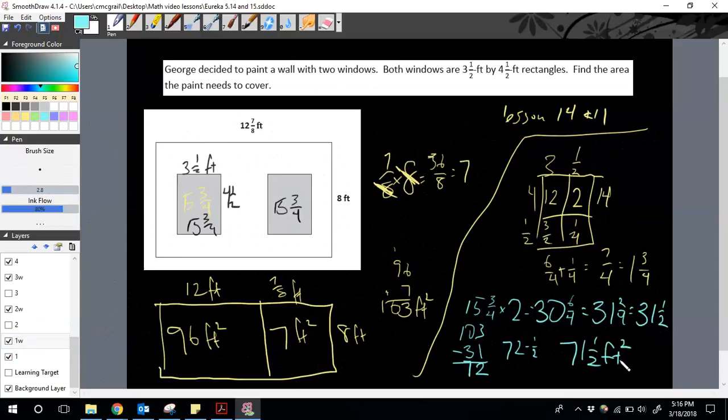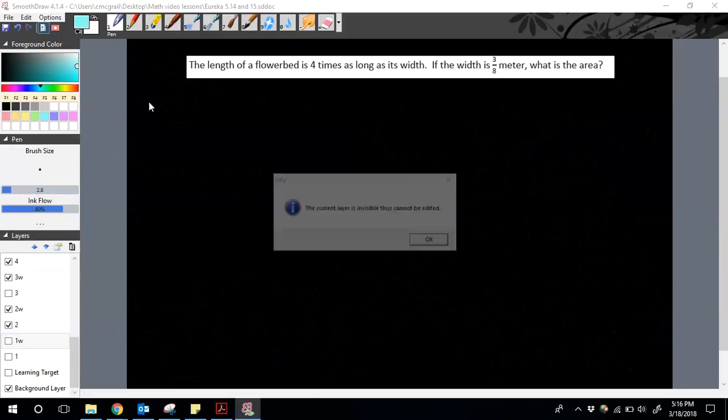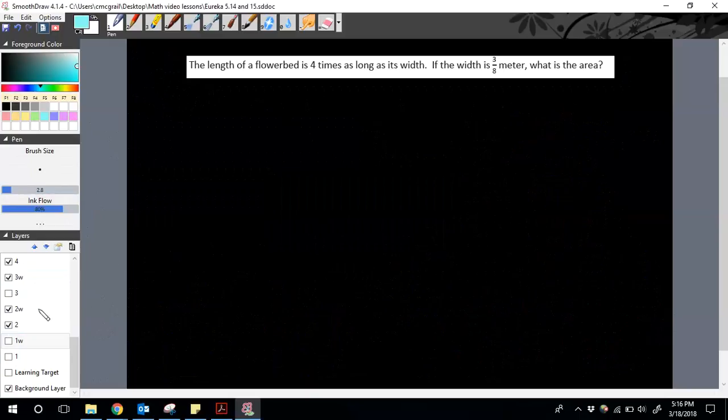So this was a lot of steps, but if you go through it carefully, you for sure can follow along and do this on your own. Let's take a look at problem number 2. So go ahead and turn your page to the lesson 15 problem set. Lesson 15 problem set. And this is problem number 1. It says, the length of a flower bed is 4 times as long as its width. If the width is 3/8 meter, what is the area?